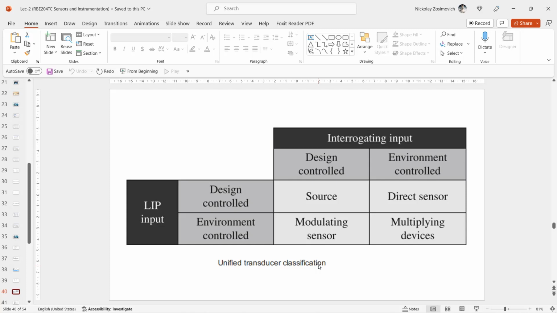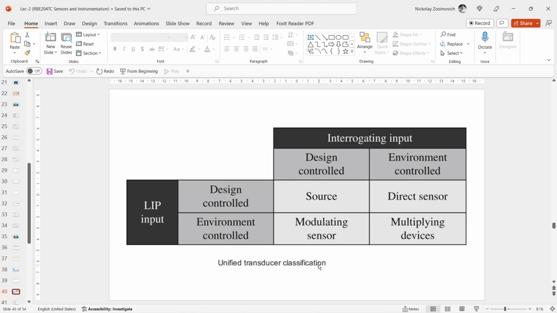Next example, environment-controlled LIP input and environment-controlled interrogating input. In this case, these are multiplying transducers. The output depends on the quantities at both inputs, often in a multiplicative relation. For instance, a Hall sensor could act as such when the interrogating input is not a fixed current, according to the design, but a current that is related to just another measurand. So it will be variable.